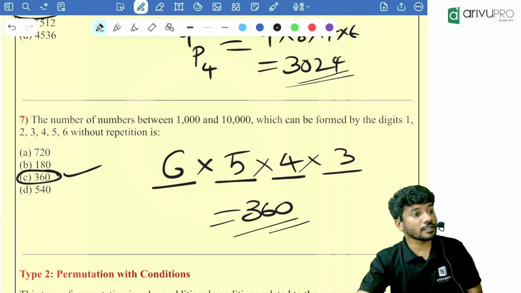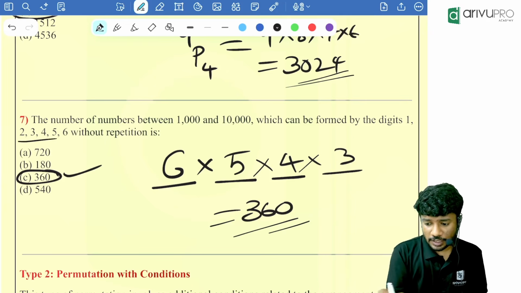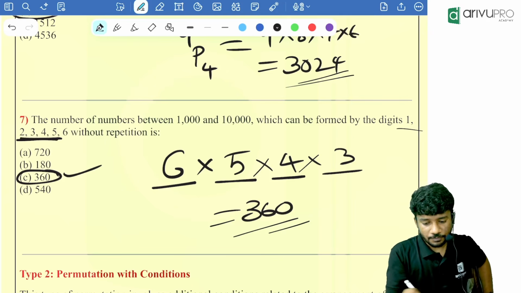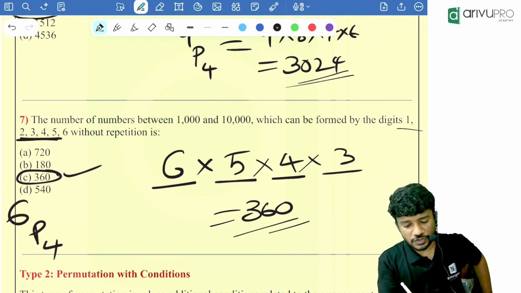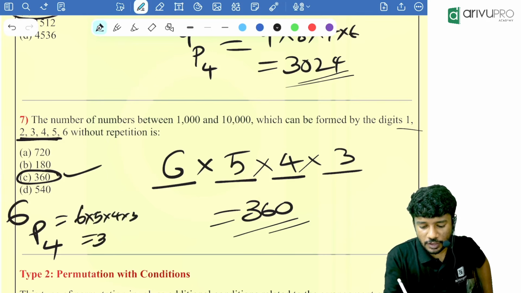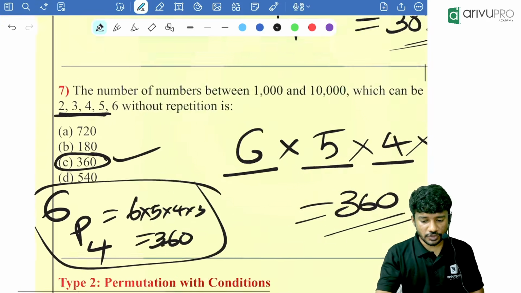Or how will you write it? You will understand, Sukrita. You can keep it in your mind like this. In total, how many digits are there? 6 digits are there. 6 digits need to sit in how many places? 4 places. That means 6P4, that is 6 into 5 into 4 into 3. Answer is 360. This is the way. Okay, Sukrita, you understood this method?